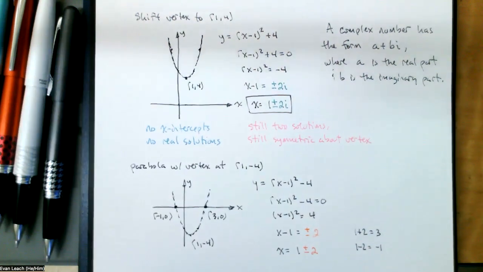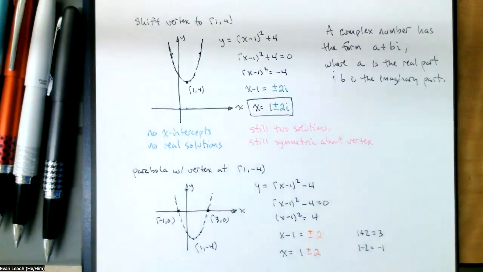A complex number has the form a plus bi, where a is a real part and b is the imaginary part. So a real part and an imaginary part. Now I've got a whole extra set of numbers. All because we looked at the square root of -4 and said, that's not a number. And someone said, well, what if it is?